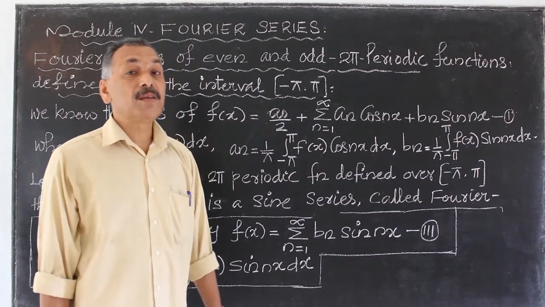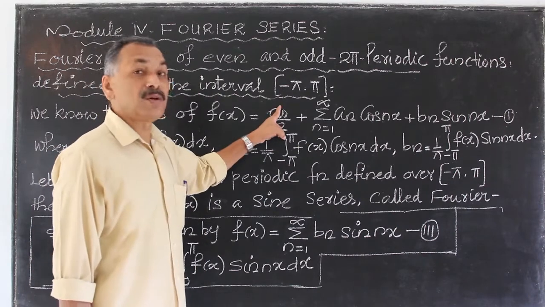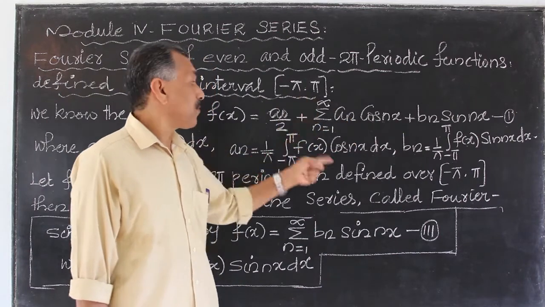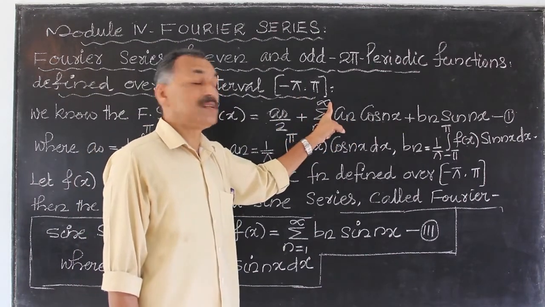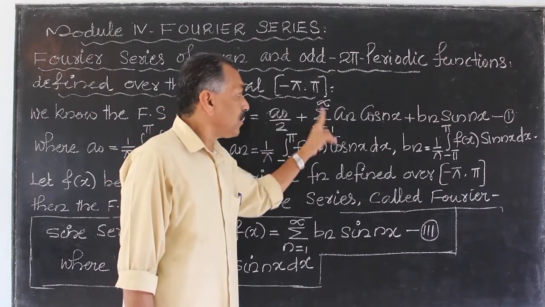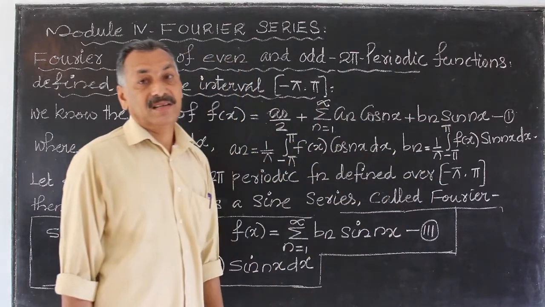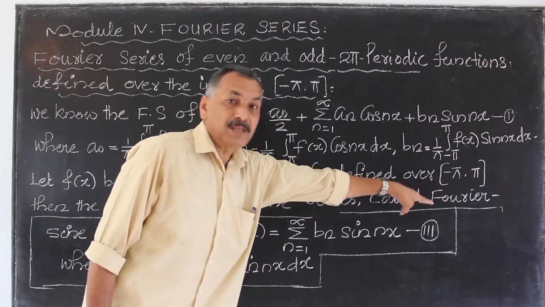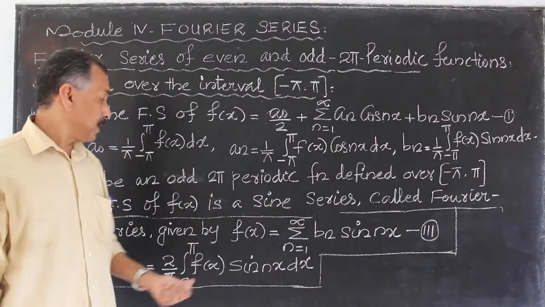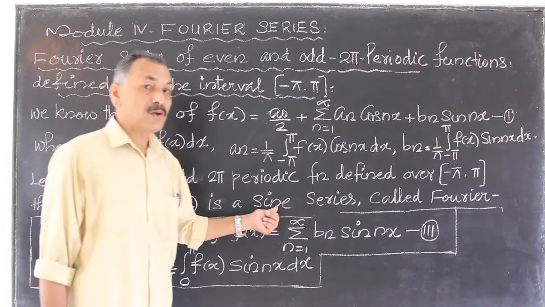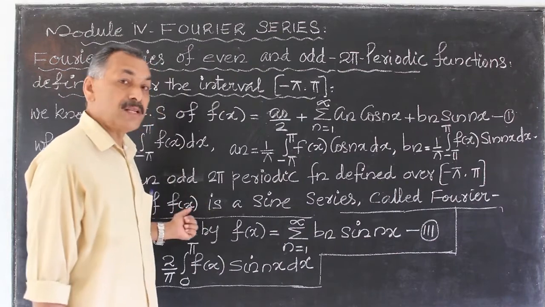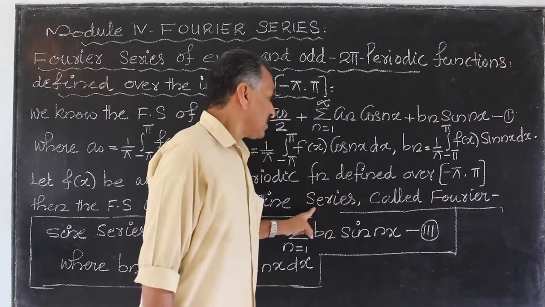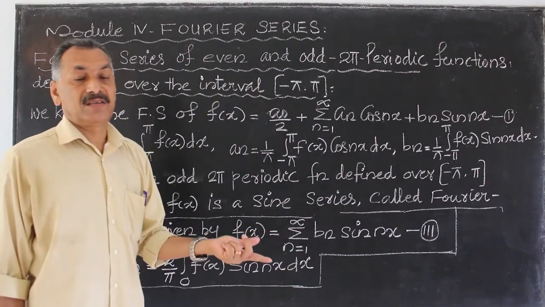Then in the expansion, what will remain? In this expansion, a0 is 0, a n is 0, then only this remains. That is, the Fourier series of f(x) is equal to sigma n 1 to infinity b n sin nx. Now if f(x) is odd, defined in the interval minus pi to pi, moreover if f(x) is 2 pi periodic, then the Fourier series of f(x) is a sine series only. Therefore the series is called the Fourier sine series.